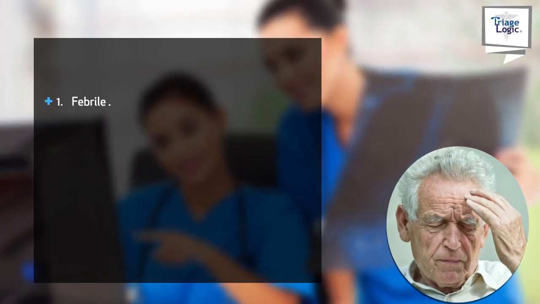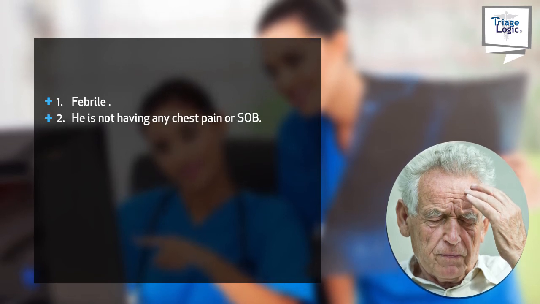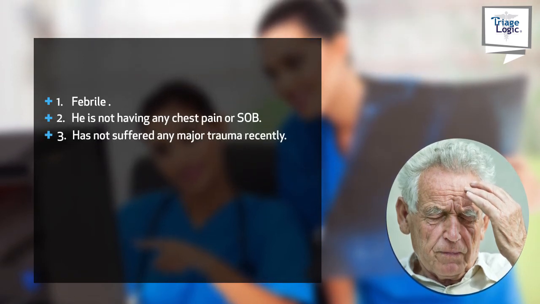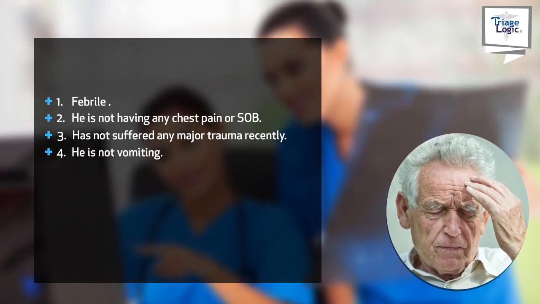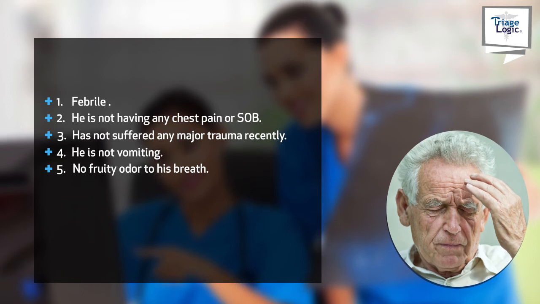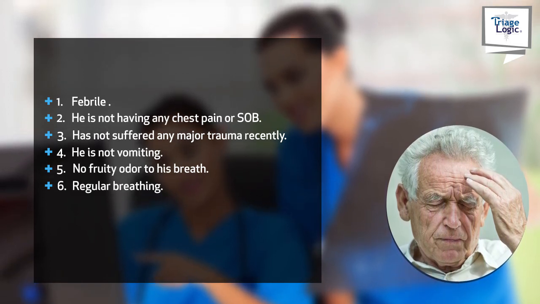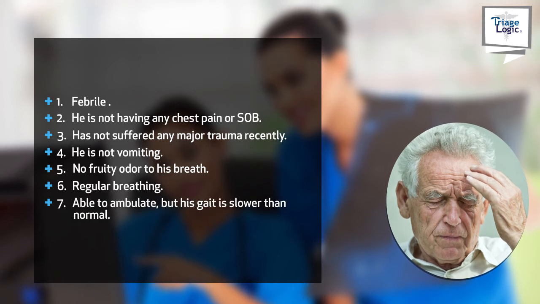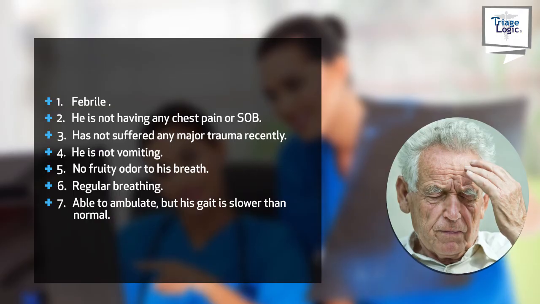Your patient Juan is febrile with a temperature of 101, but he is not having any chest pain or shortness of breath and has not suffered any major trauma recently. He is not vomiting and does not have a fruity odor to his breath. His breathing is slow but regular and unlabored. He is able to ambulate, but his gait is slower than normal.